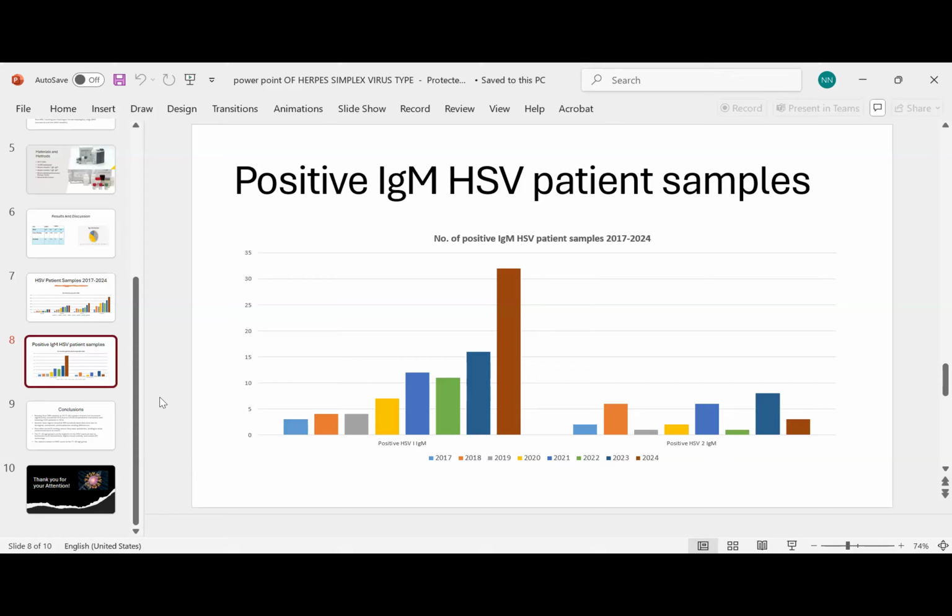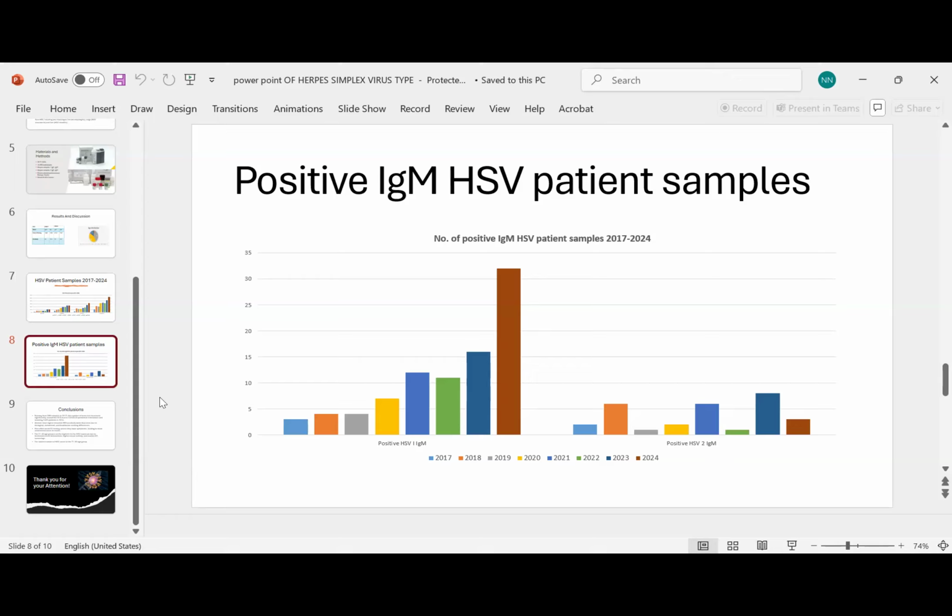From 2017 to 2019, we have a gradual rise in positivity cases, suggesting improved testing availability and increased public awareness about herpes simplex virus. Also, from 2020 to 2022, we have a sharp increase in positivity rates. A notable increase in herpes simplex virus cases during this period suggests that external factors such as the COVID-19 pandemic may have influenced transmission. Changes in social behavior like stress, lockdowns, and altered relationship dynamics may have affected transmission rates.